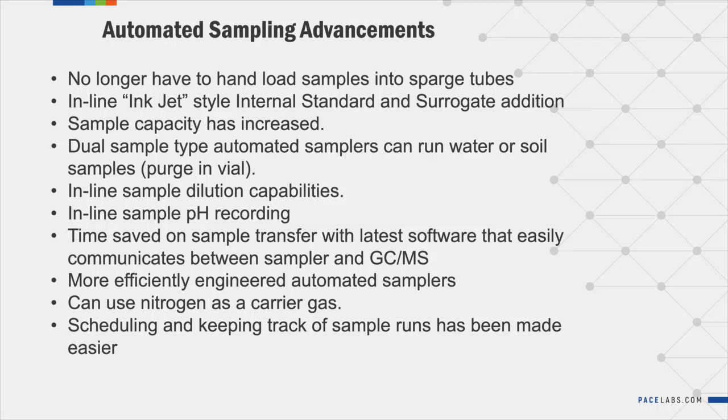Updated software provides better communication between automated sampler and concentrator to the GCMS. This saves time on sample transfer between all components of the testing process. Automated samplers are now more efficiently engineered as well to save time on troubleshooting issues that may arise from extended use. We can utilize nitrogen as a carrier gas, and software upgrades have made it easier to schedule and keep track of samples.